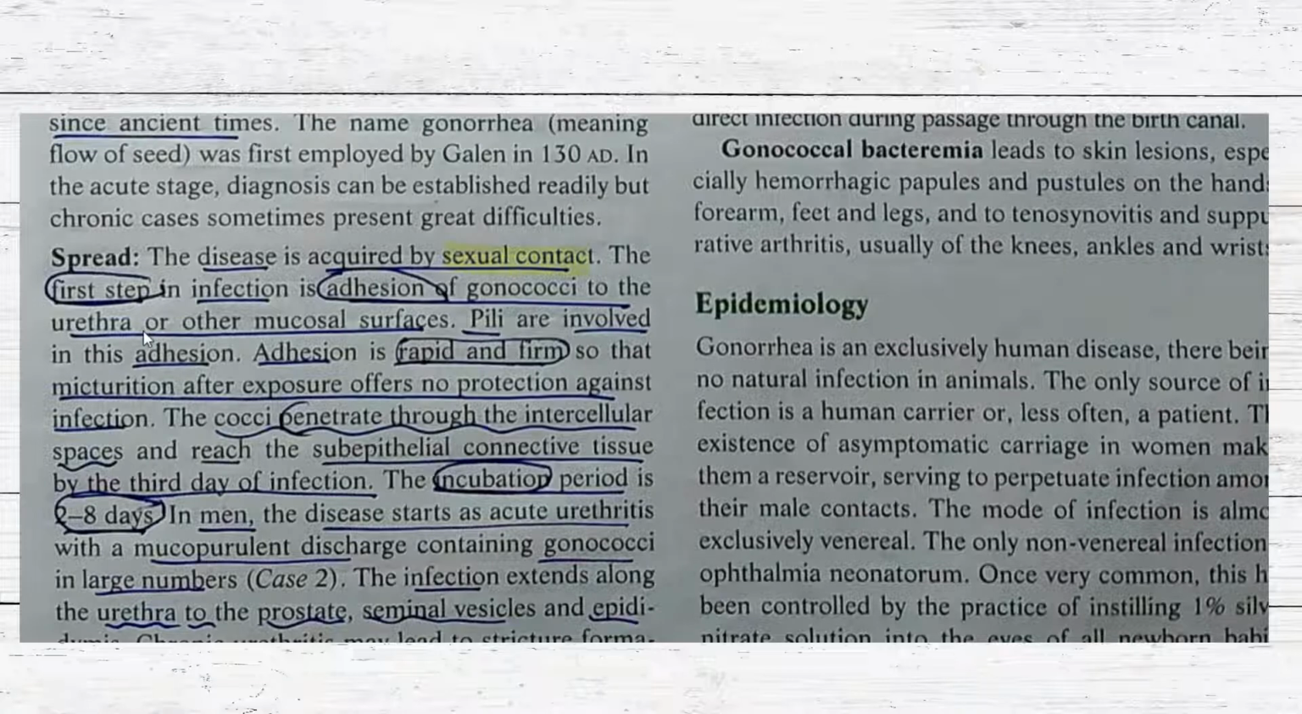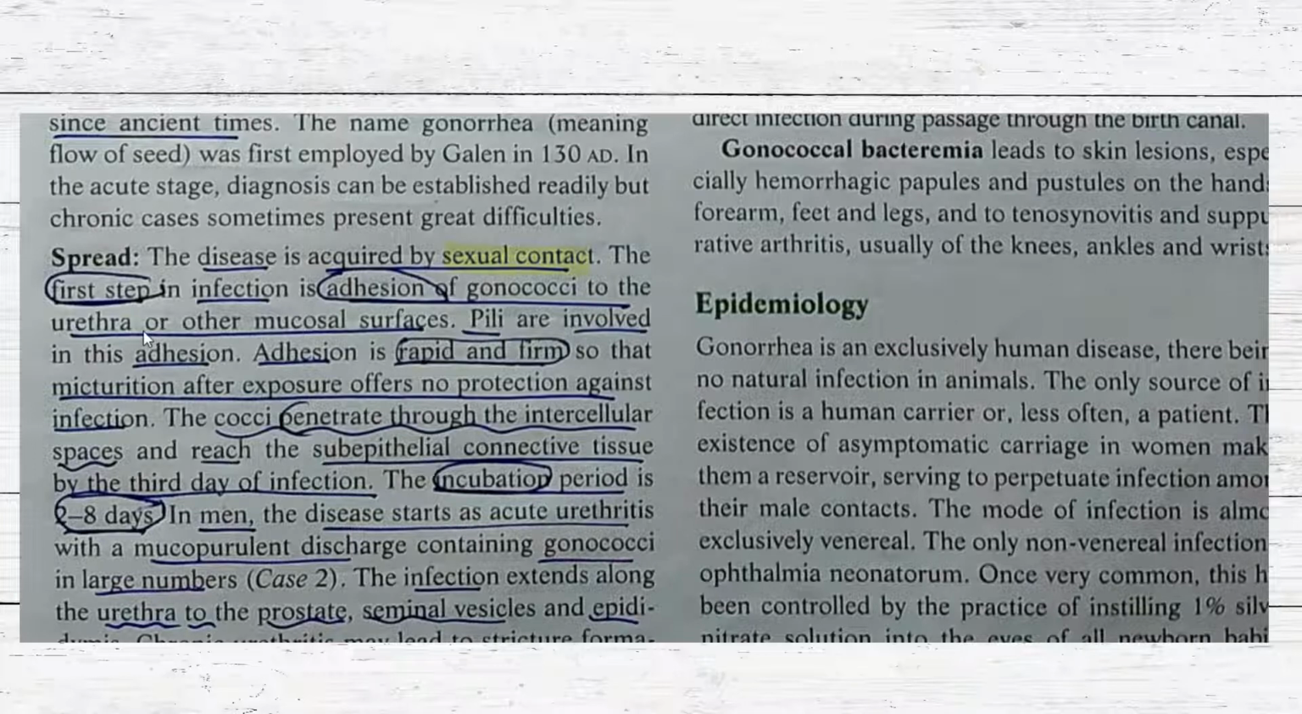Now the cocci have attached to the mucosal surface. What they'll do is penetrate, meaning go inside, go deep, through the intercellular spaces. After penetrating, they will reach the subepithelial connective tissue by the third day of infection. And what is the incubation period? To show the symptoms, the incubation period is 2 to 8 days. After 2 to 8 days you get the symptoms.